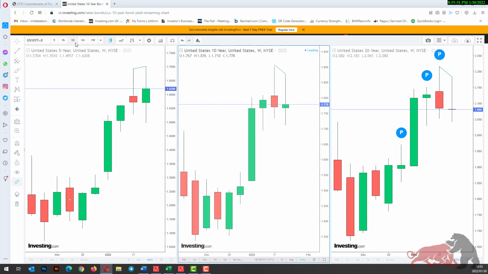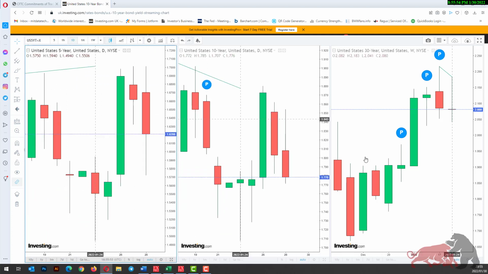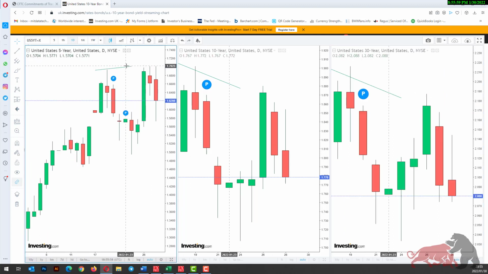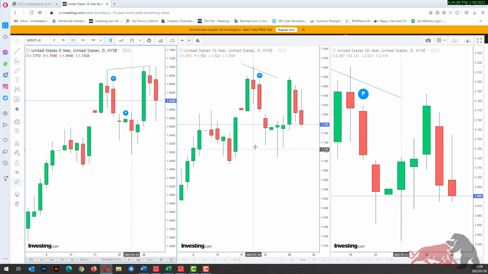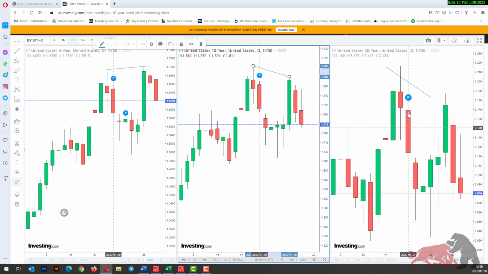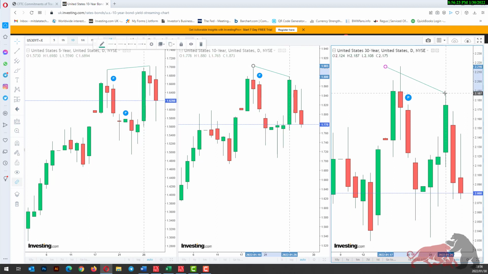So I'm going to go to a daily chart on all three interest rates so that you can see what I'm trying to tell you guys. You can see the 5-year here, it's got a high and a higher high. Then if I come to the 10-year, now I'm on a daily chart, we've got a high and a lower high. Then the 30-year, the same applies, we've got a high and a lower high.